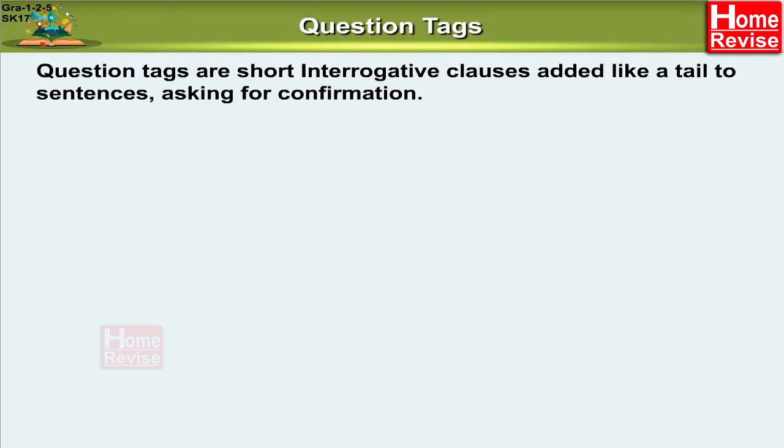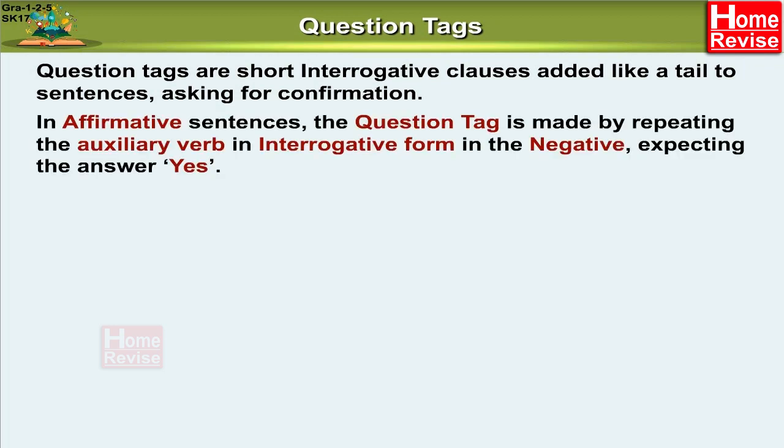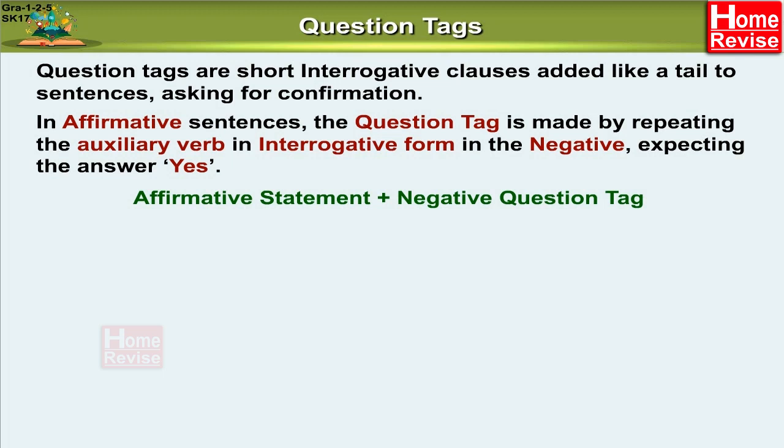Question tags. Question tags are short interrogative clauses added like a tail to sentences, asking for confirmation. In affirmative sentences, the question tag is made by repeating the auxiliary verb in interrogative form in the negative, expecting the answer yes. Affirmative statement plus negative question tag, expecting the answer yes.